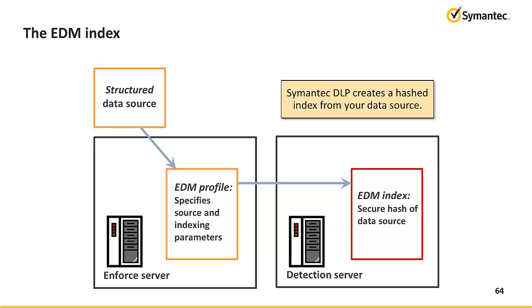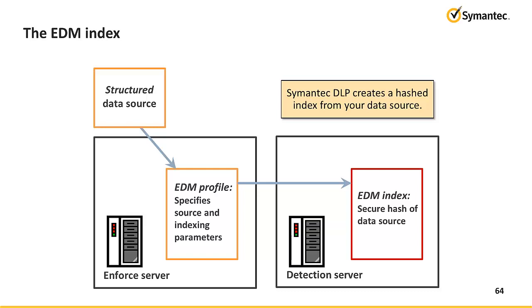To detect exact data, Symantec DLP requires a special indexed version of the data. An EDM index is a secure file, or set of files, containing hashes of the exact data values from each field in the data source, along with information about those data values. The index does not contain the data values themselves, so it is absolutely secure.